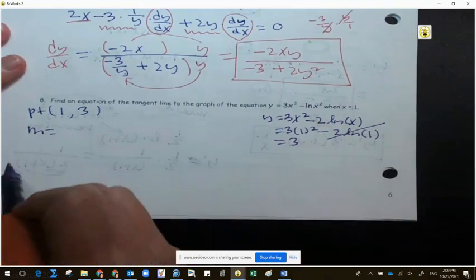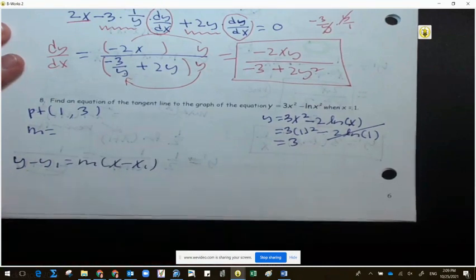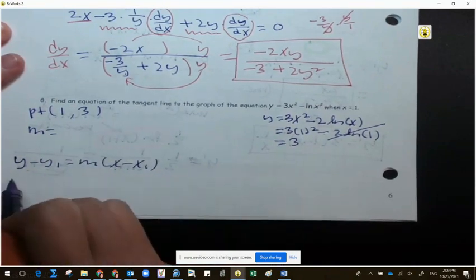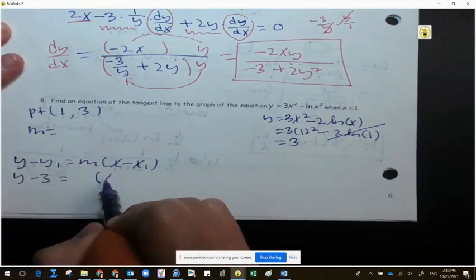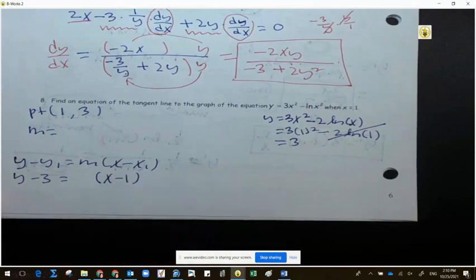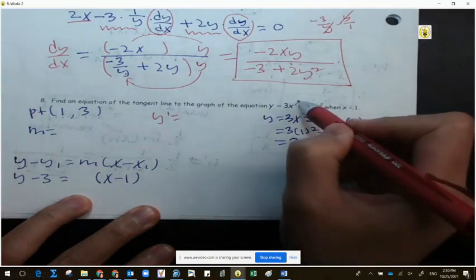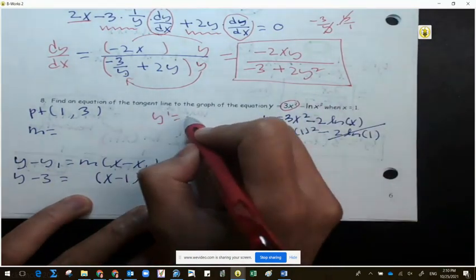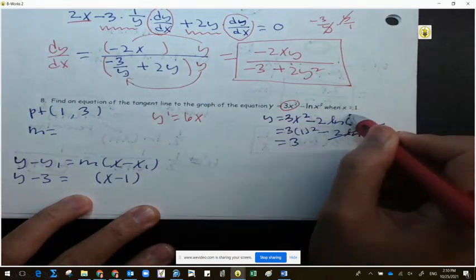So let's go ahead and write our skeleton model. We have y minus y1 is equal to m times x minus x1, from Algebra 1. So we know y minus 3, slope we don't know yet, leave that blank, x minus 1. So our main goal at this point is to find out what our slope is by finding the derivative. So let's write out y prime. What is the derivative of 3x squared? 6x.